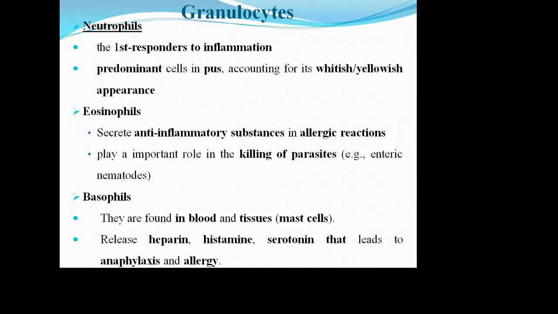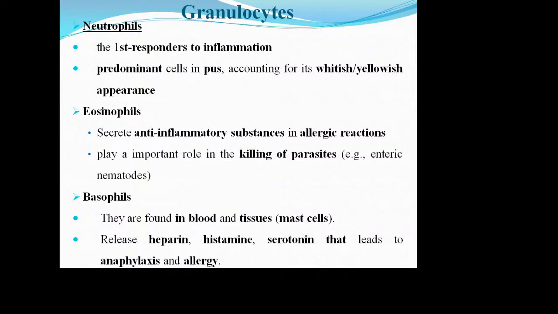Neutrophils are one of the main groups of white blood cells. They are the first responders to inflammation. They are activated first in the inflammation process. They are predominant cells in pus, accounting for its whitish yellowish appearance. You know that pus has white or yellow color because of neutrophils.